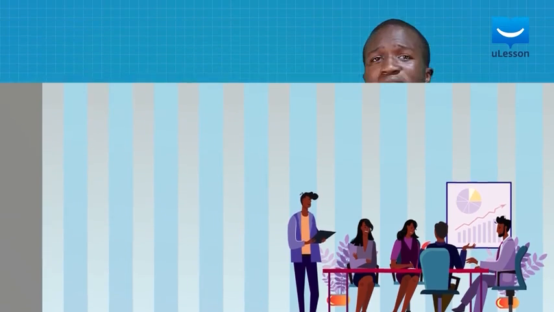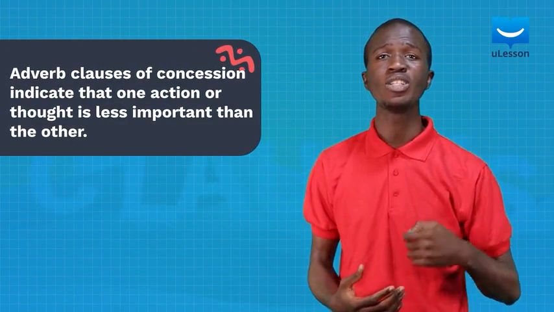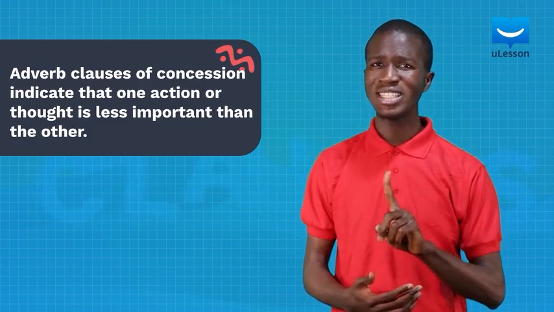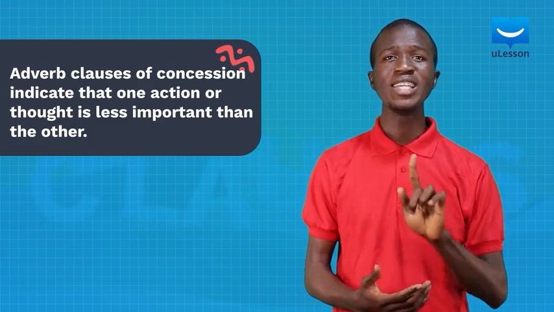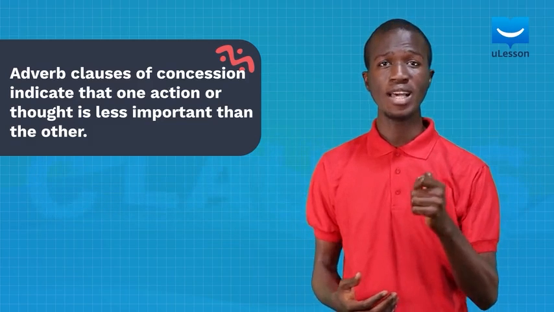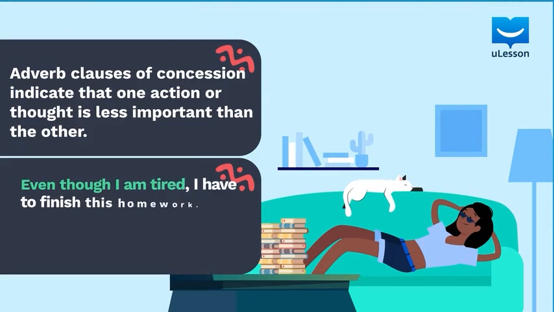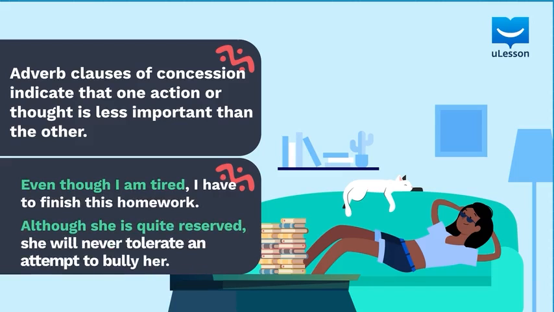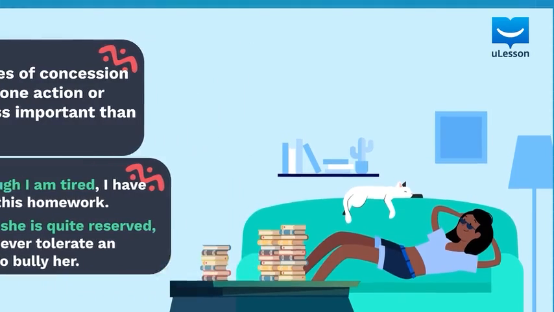Adverb clauses of concession also answer the question how, but in a different way. They indicate that one action or thought is less important than the other. For example, even though I am tired, I have to finish this homework. Although she is quite reserved, she would never tolerate an attempt to bully her.